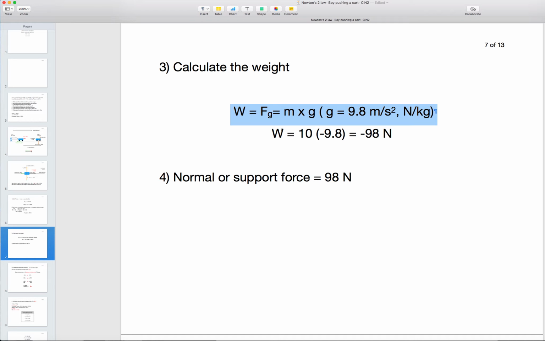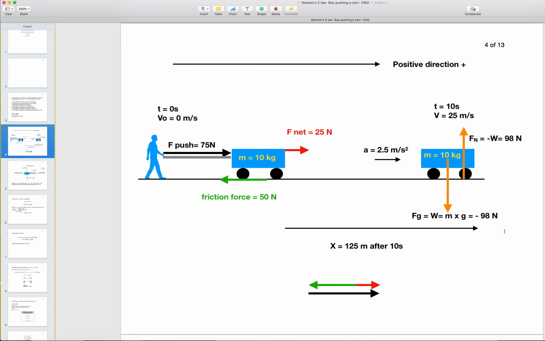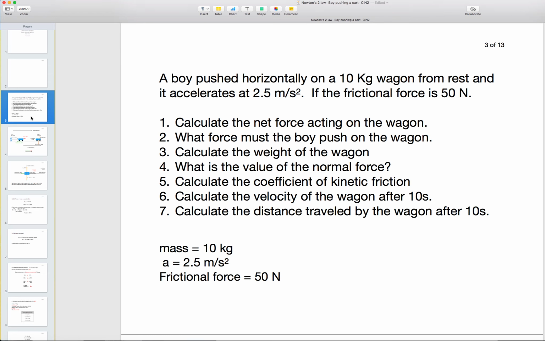So m times g. If you want to consider the direction, then you have to put a minus, because g is the acceleration due to gravity. It's an arrow perpendicular to the surface of the earth, directed to the center of the earth. So I put here 98 newtons, or if you want to consider the direction, this is minus 98.